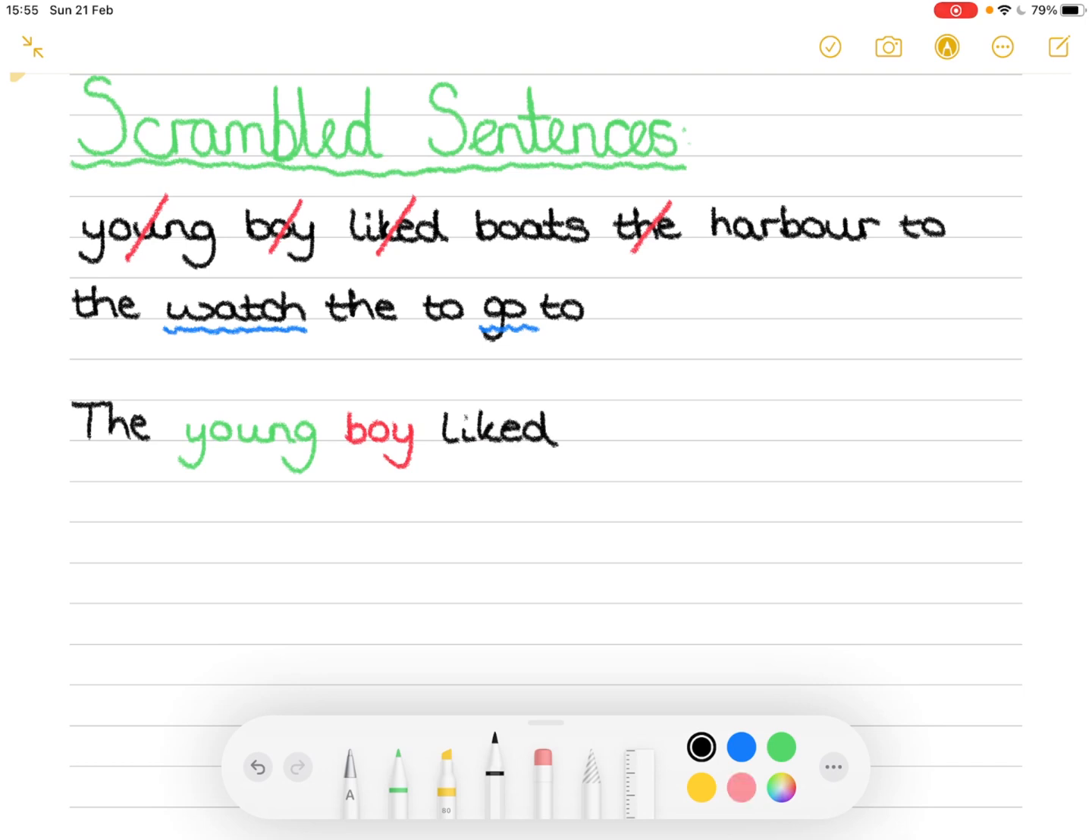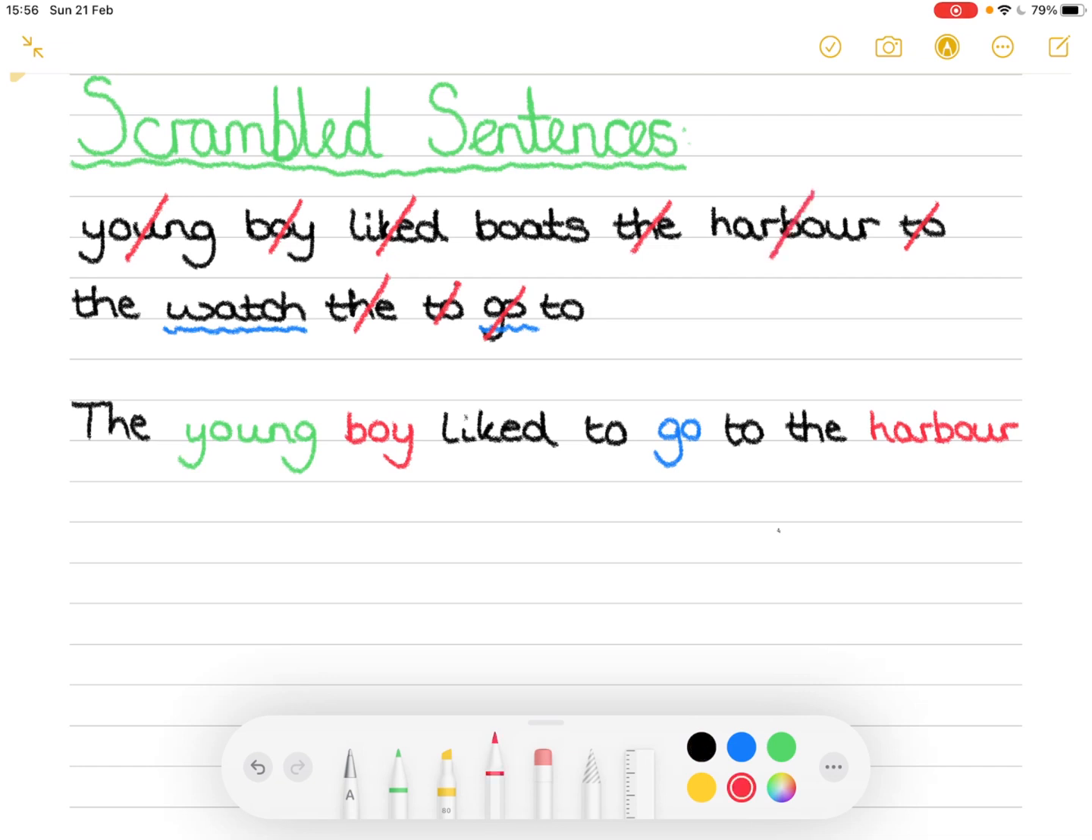We have to cross off some joining words here, "to". Then we've got a verb, "go", cross that one off, colour code it, "to". So we liked to go to, more prepositions, "the". Harbour is a noun, so harbour is a place, a place where you'll find lots and lots of boats. And this sentence makes sense in a moment. So the young boy liked to go to the harbour.